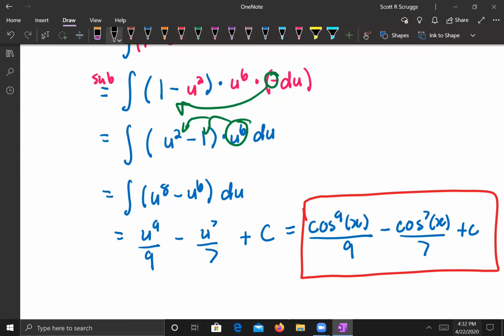Alrighty, there's our trig integral with sine and cosine to tackle. I'll give y'all a minute to finish writing that down. If y'all have a question, please go ahead and submit your question about it.